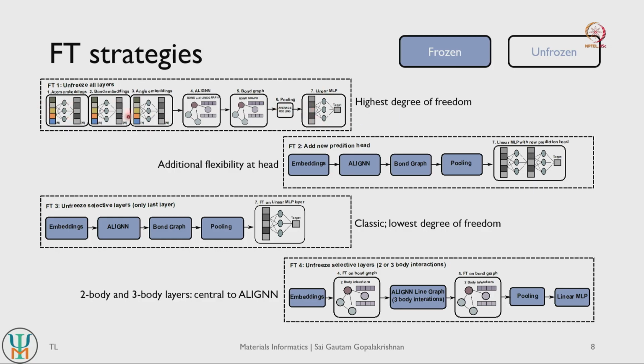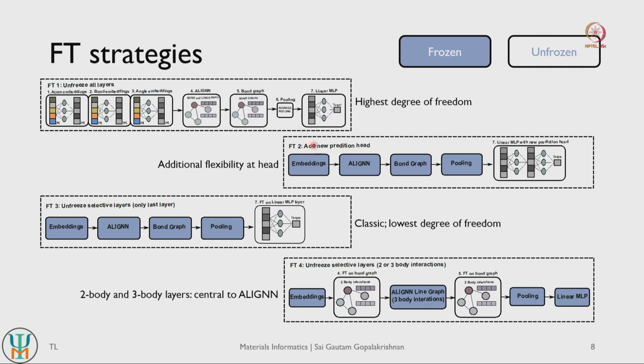So all of these, the ways you generate your embeddings, the ways you pool them, the ways the message passing is done and so on, all the weights and biases associated with all of these processes can be changed, right. So this is basically unfreezing all the layers, and this provides the highest degree of freedom for your graph network.